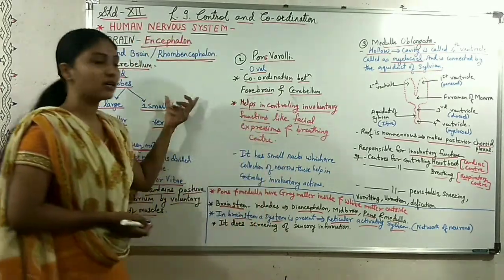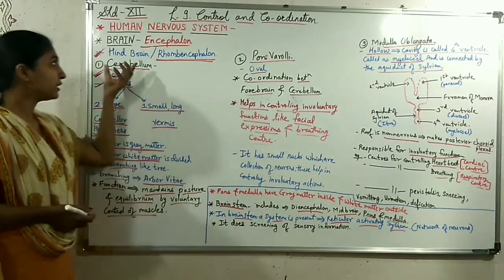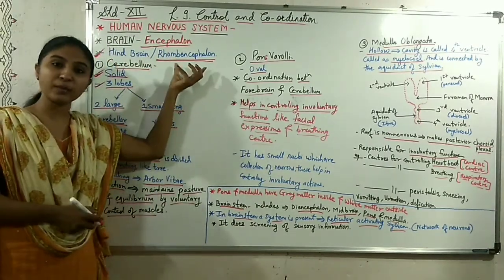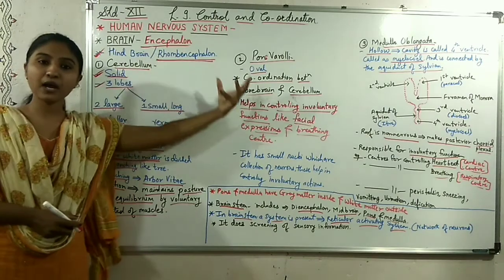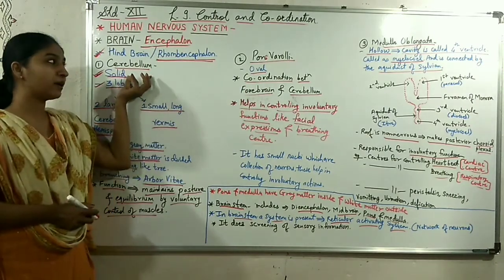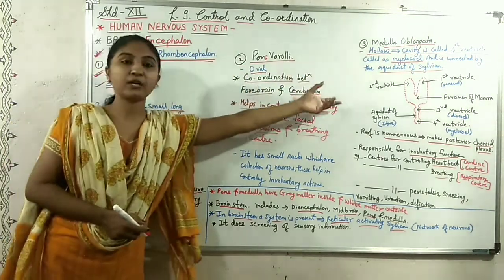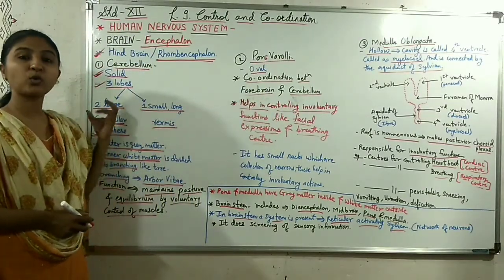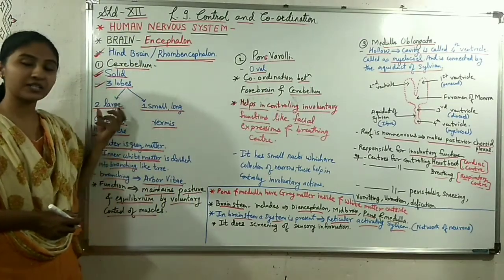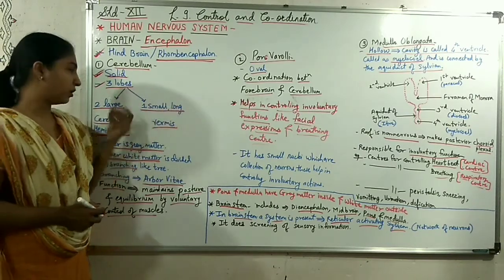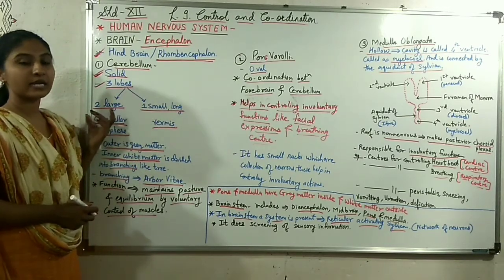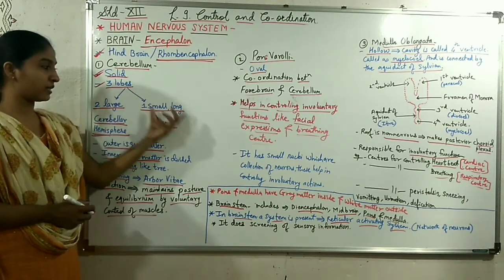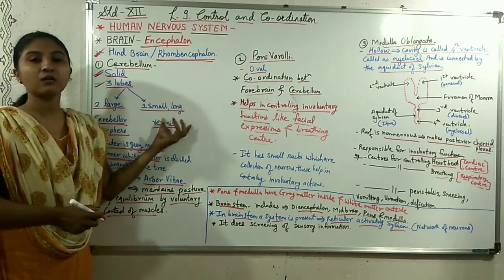So this is the hindbrain, also called rhombencephalon. There are three parts of the hindbrain: cerebellum, pons varolii and medulla oblongata. Cerebellum is solid. It has three lobes. Two lobes are larger and one lobe is smaller. The larger lobes are called cerebellar hemispheres, and the smaller one is called vermis.